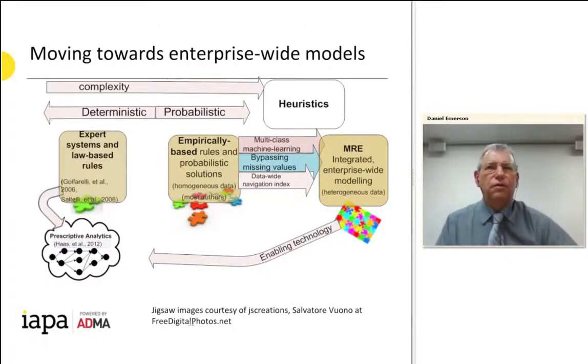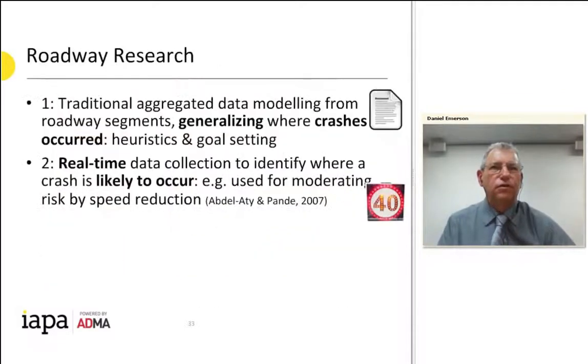Okay, so traditional roadway research has tended to focus on the aggregate traditional data modelling from roadway segments, where we generalise crash and come up with rules, which set our heuristics and set our goals. And so they support our strategy documents.